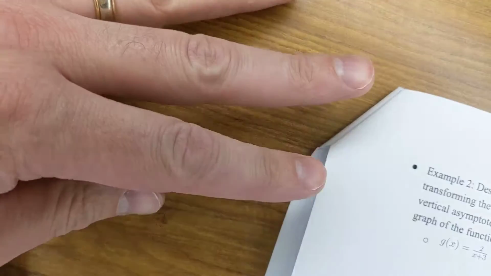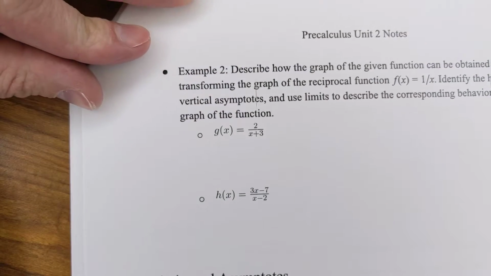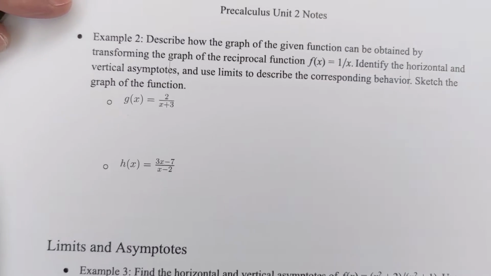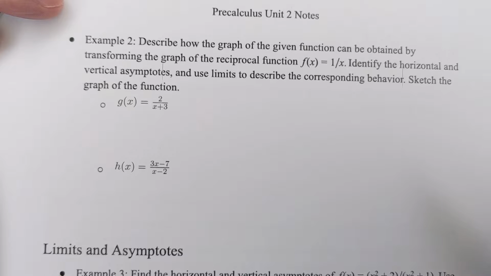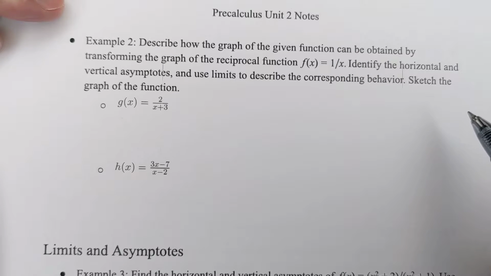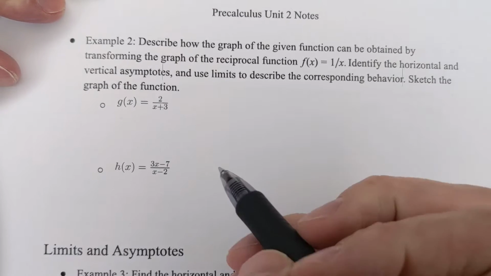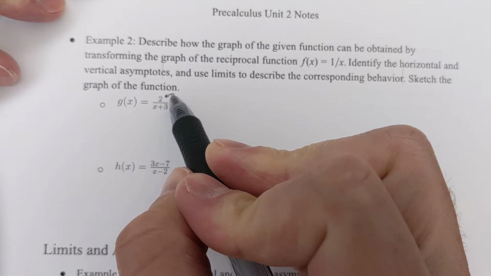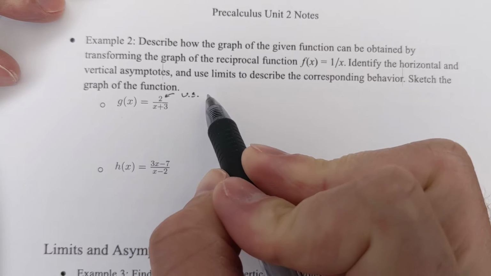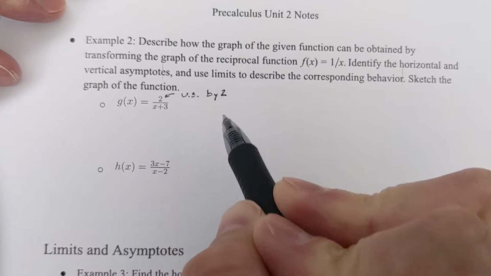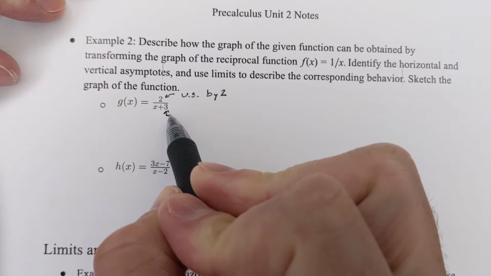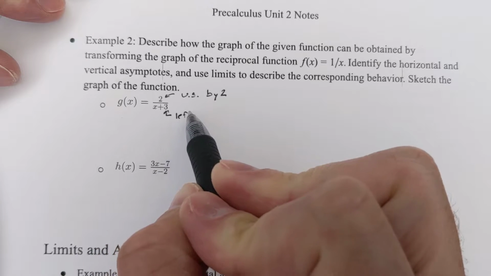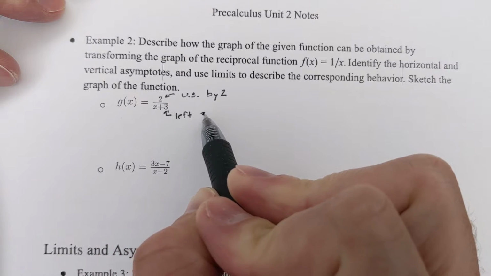So, example 2. Describe how the graph of the given function can be obtained by transforming the graph of the reciprocal function. Identify the horizontal and vertical asymptotes, use limits to describe the corresponding behavior, and sketch the graph of the function. This 2 up here is going to be a vertical stretch by 2. This plus 3 on the bottom is going to move it left 3.